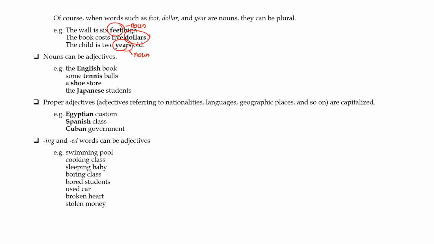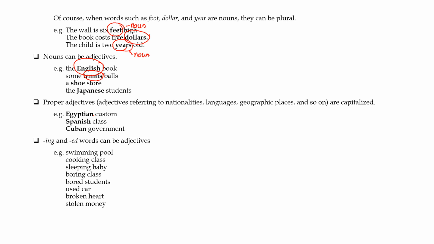And then the next one, nouns can be adjectives, like the English book. English is a noun that functions as an adjective modifying the book. Some tennis balls, tennis is a noun which modifies balls. A shoe store, and then the last one is the Japanese student. The next, proper adjectives: adjectives referring to nationalities, languages, geographic places, and so on are capitalized. Like Egyptian custom, Spanish class, Cuban government.